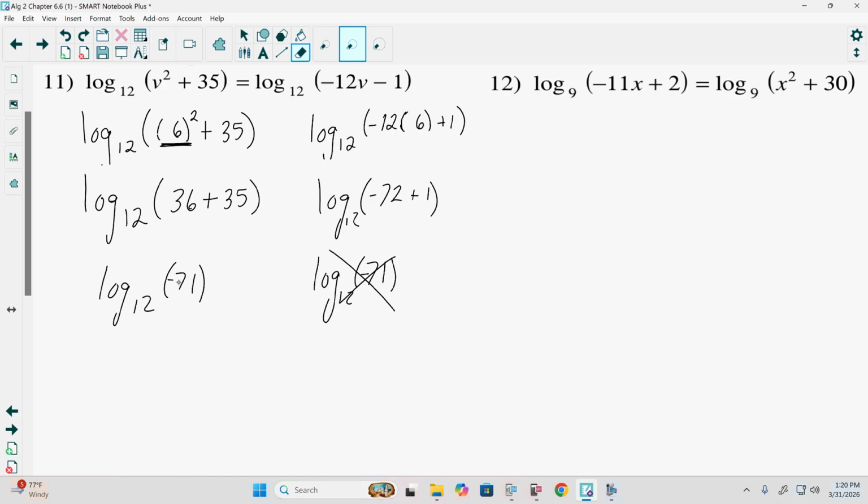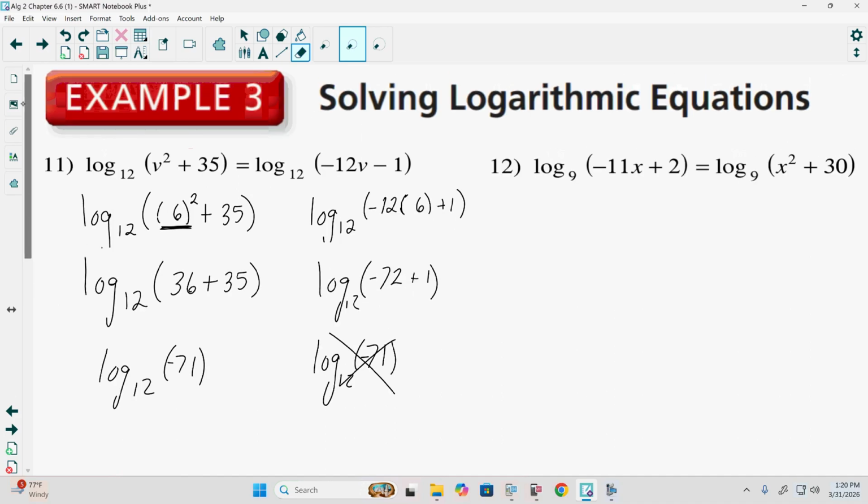Even if it told me log base 12 of negative 71 is equal to log base 12 of negative 71, doesn't matter. I cannot take log of a negative number. Neither one of these exists. Doesn't matter that I have the same thing on both sides. I cannot do either operation. Does that make sense? Questions on any of this?